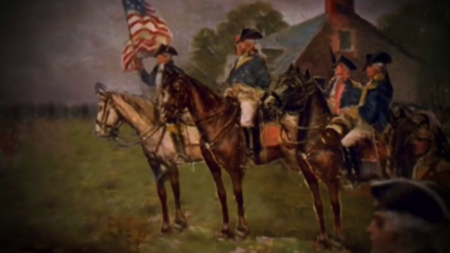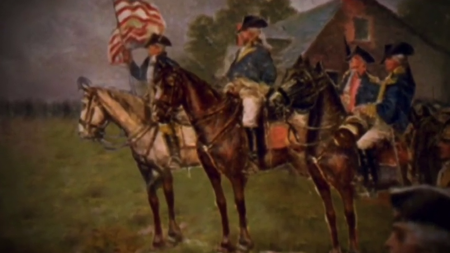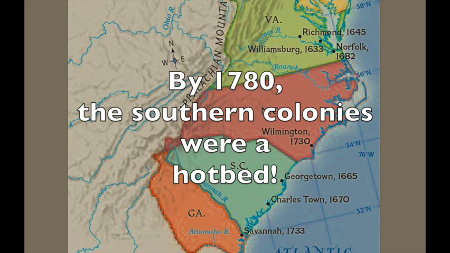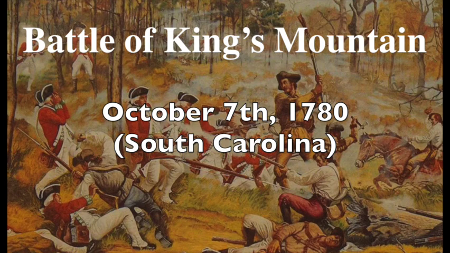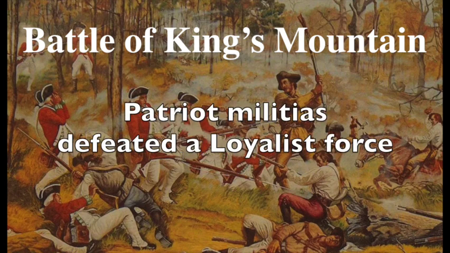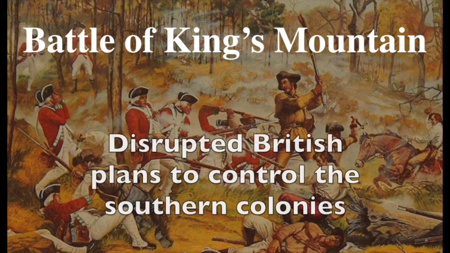The war raged on for a few more years, and by 1780, the southern colonies had become a hotbed of conflict. One of the key victories for the Americans in the South was the Battle of Kings Mountain on October 7, 1780. Here, Patriot militias defeated a Loyalist force in South Carolina. This victory disrupted British plans to control the southern colonies and marked the beginning of the end for British dominance in the South.